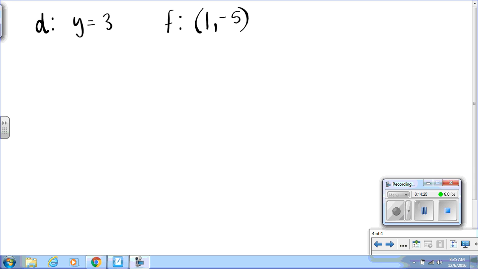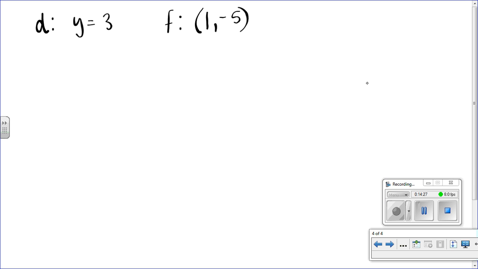Okay, so let me just sketch this out. So I have a directrix at y equals 3. So that's going to be up here. A focus at (1, -5). Which way does this one open? It opens down. I know that because that line has to be outside, that dot has to be inside. So this one opens down, which means x is being squared.